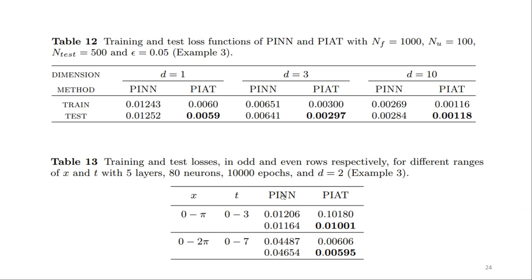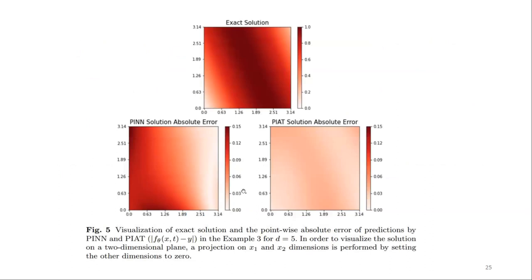Yes, in this table, these are the results of PINN and adversarial training for solving Allen-Cahn when D is equal to 2. And again, you can see the results of adversarial training are better than PINN. In this figure also, you can see the results for PINN and adversarial training, and this is the exact solution, and these two are the errors of PINN and adversarial training for solving the Allen-Cahn equation.